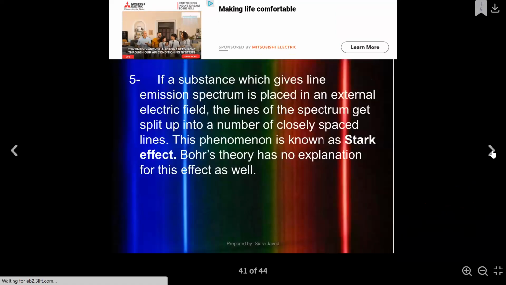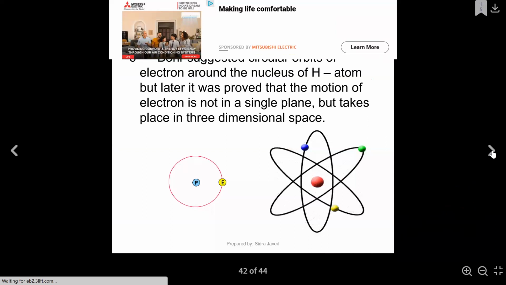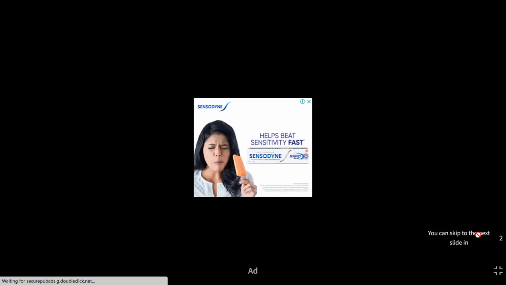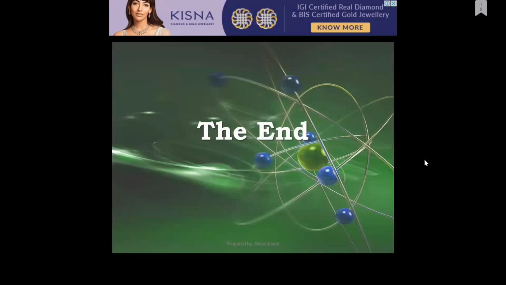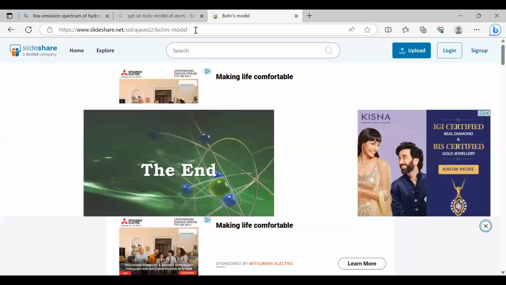This is about the Stark effect. So now we are moving on to the next two things. That is the last point I told you: Bohr could not explain the de Broglie concept and it could not explain Heisenberg's uncertainty principle. Understood or not?